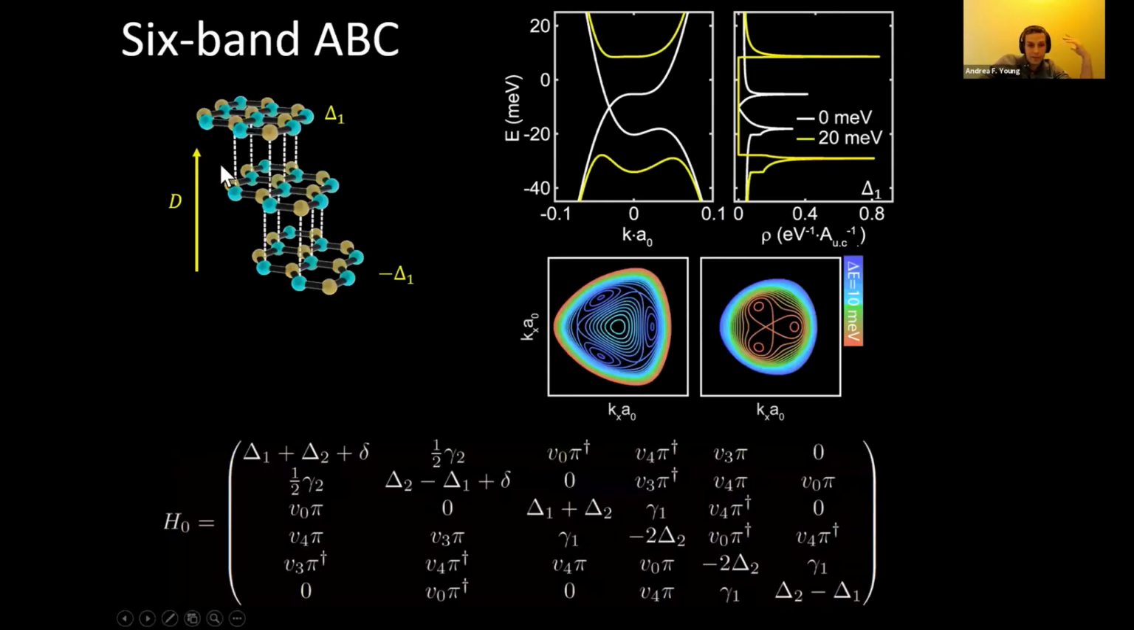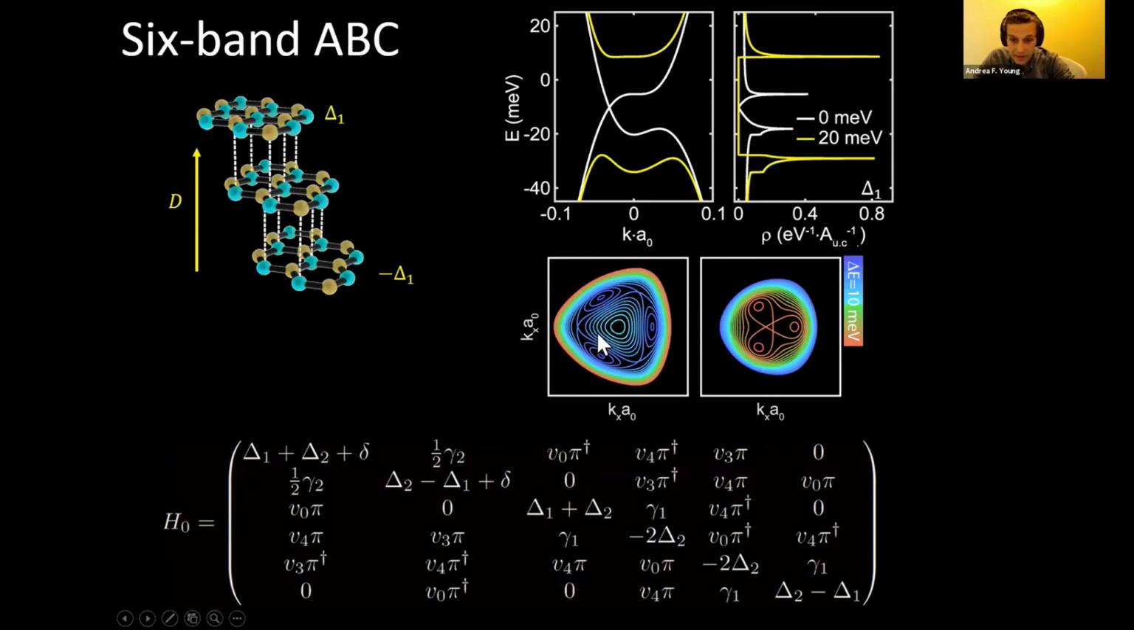You can do this in a slightly more sophisticated way. Here's a 6-band model of ABC, and this is the electronic structure with and without an applied displacement field. You can see these big density of states peaks. There are some intricacies to the Fermi surfaces that actually occur within these bands, shown here for this 20 MeV interlayer splitting.